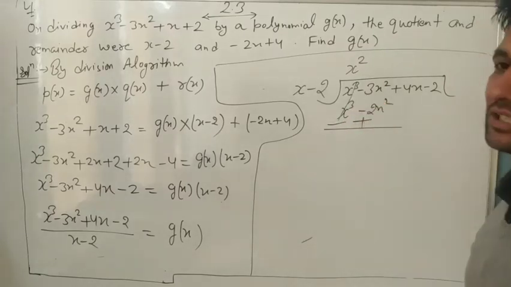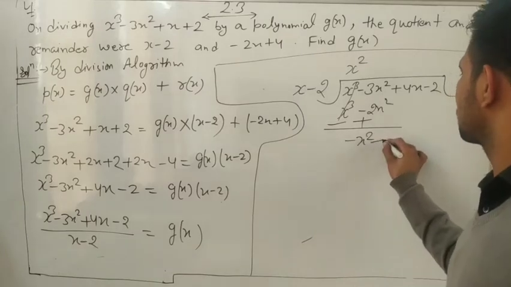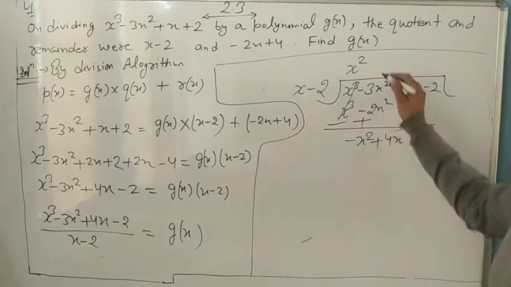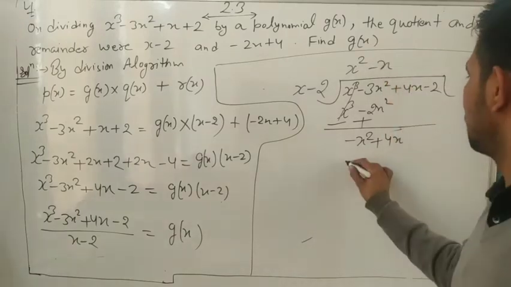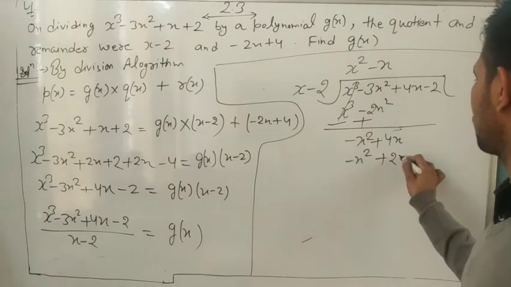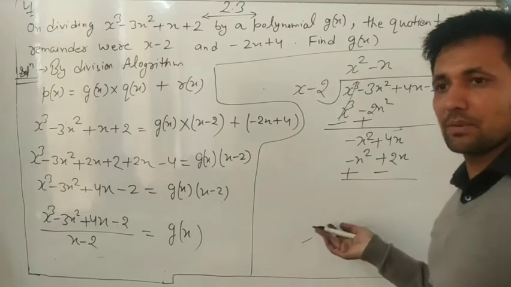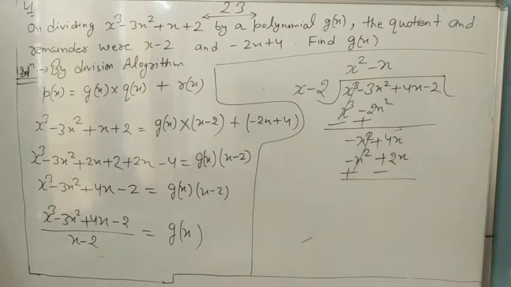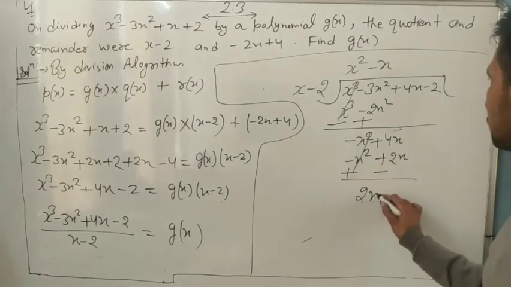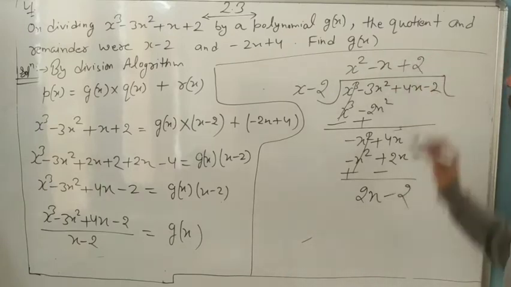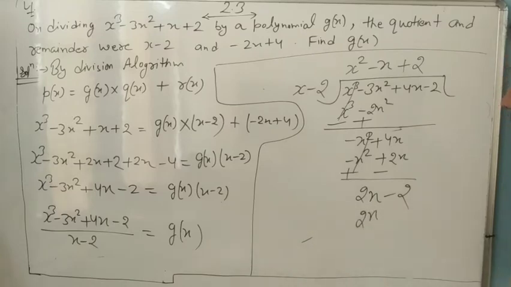It is minus 3x square plus 2x square, minus x square, plus 4x. Again it goes on: minus x square plus 2x. Again change the sign. We have already done many examples. Now x square minus x square is 0. 4x minus 2x is 2x. Again minus 2, it goes on. Now 2x minus 4, minus 4.